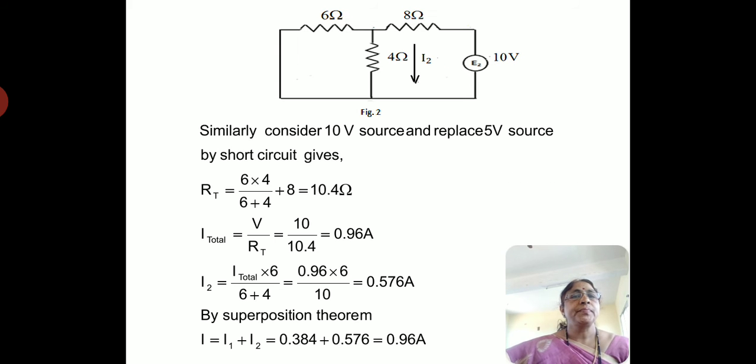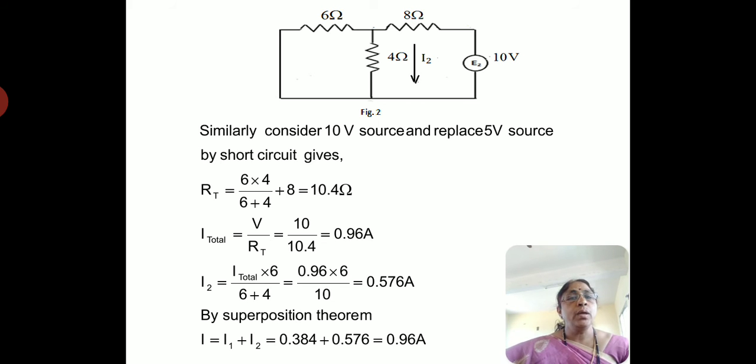And now let us find I2, that is the current due to E2, which is of 10 volt. To find the current due to 10 volt, we have to remove the first source, that is the 5 volt source, and connect its terminals to a short. Then find the total resistance. The total resistance RT is equal to the parallel combination of the 6 ohm and the 4 ohm, connected in series with the 8 ohm resistance. Therefore, 6 into 4 divided by 6 plus 4, plus 8, is equal to 10.4 ohm.